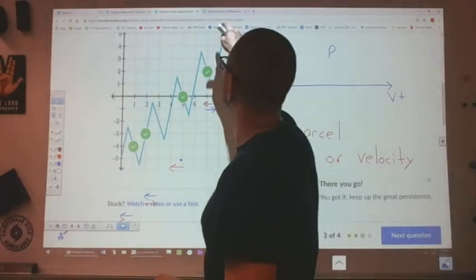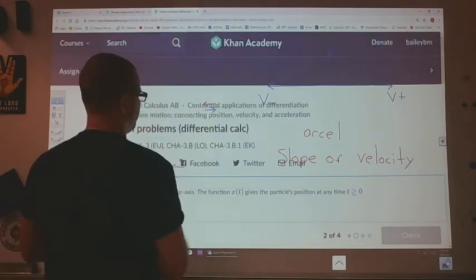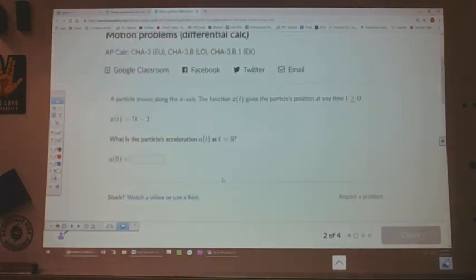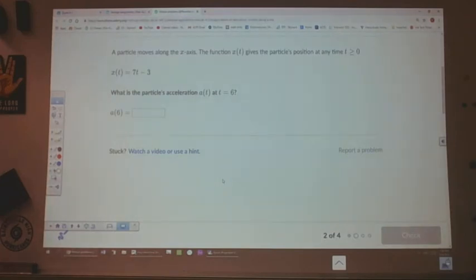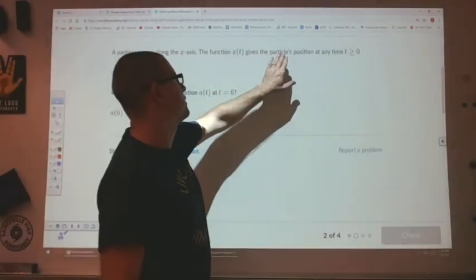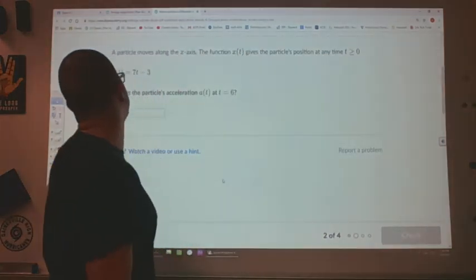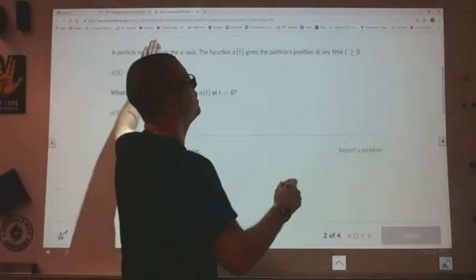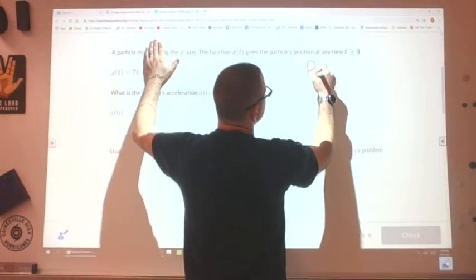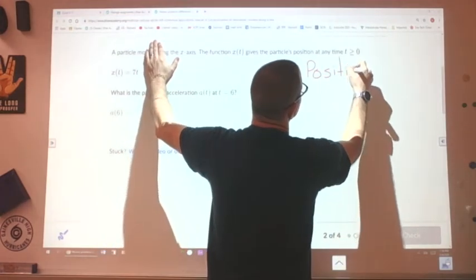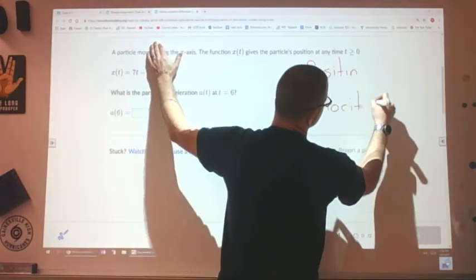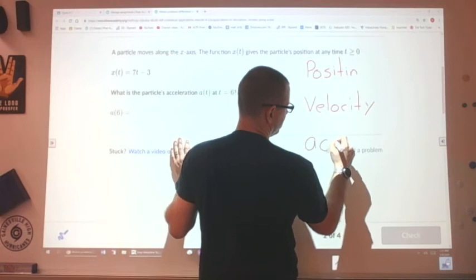All right. Let's look at motion problems. Motion problems are talking about the motion of something and running through the derivatives. So we have a particle moves along the x-axis. The function gives the particle's position at any time greater than 0. What is the particle's acceleration? So the order that these go, we have position, velocity, and acceleration.